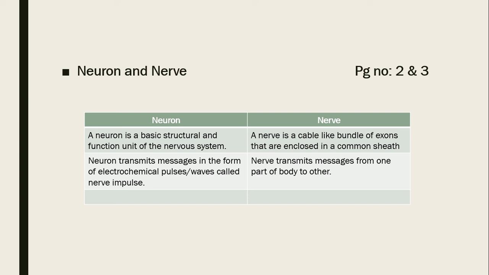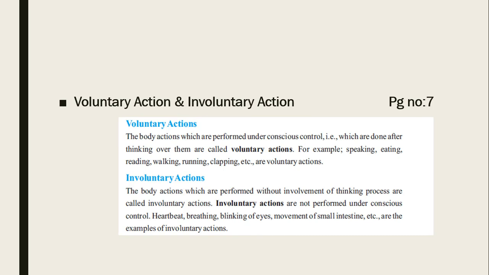Neurons transmit messages in the form of electrochemical pulses or waves, which are called nerve impulses. And the function of a nerve is to transmit messages from one part of the body to another. Again, voluntary and involuntary actions, it's on page number 7. I have taken the material right from your book.